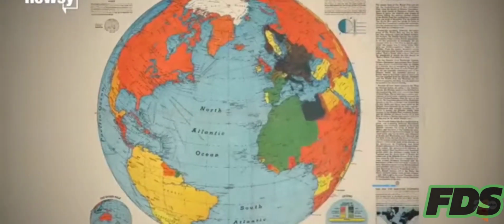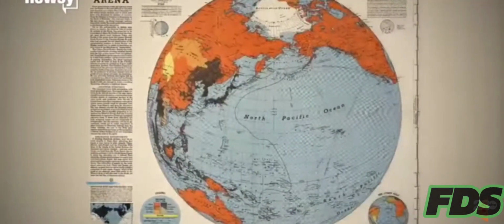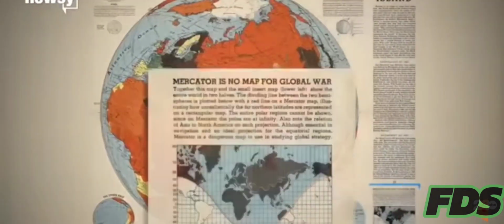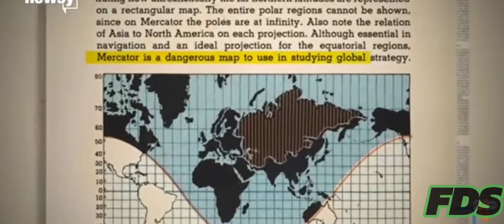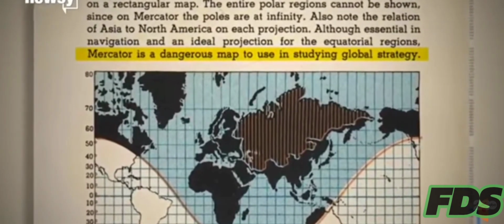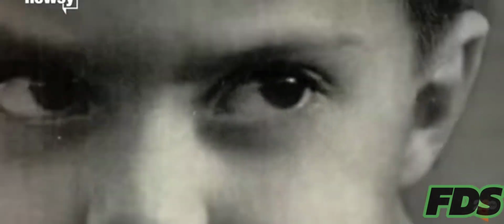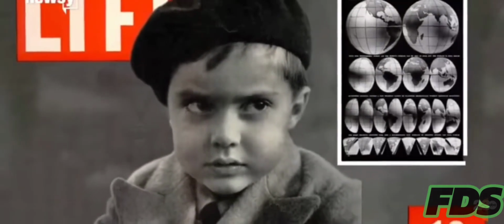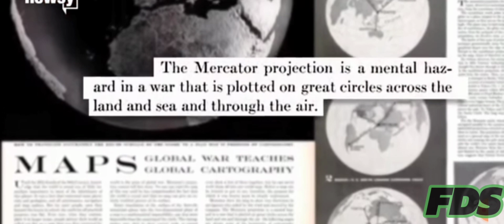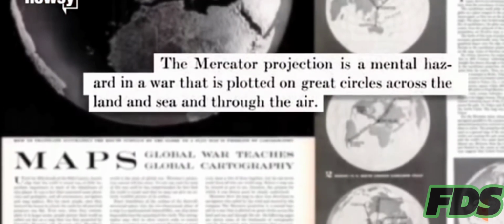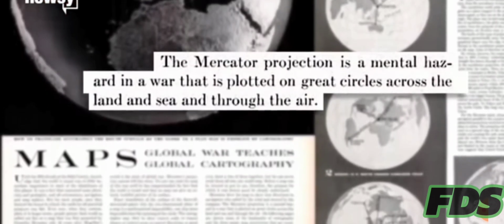In a series of orthographic maps in 1942 and 43, Fortune magazine declared the Mercator is no map for global war, and it was a dangerous map to use in studying global strategy. An exposé on cartography Life published around the same time called the Mercator a mental hazard in a war that is plotted on great circles across the land and sea and through the air.